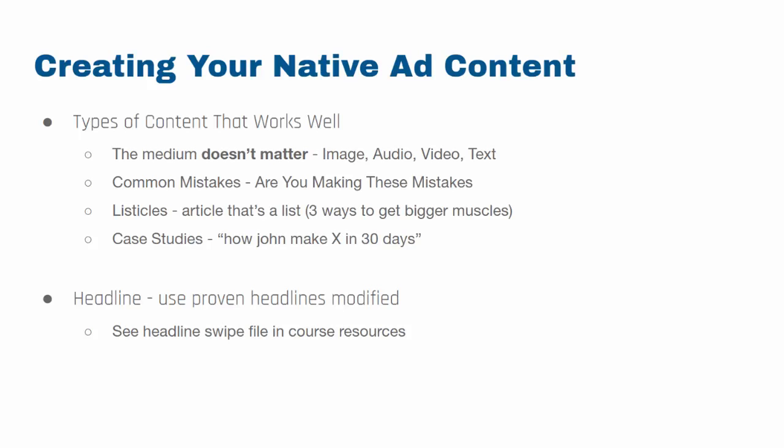A listicle is an article that lists different things. For example, 3 ways to get bigger muscles, 5 foods that make you fat. We made one time, it was like 7 natural ingredients to lower your blood pressure or lower your blood sugar for a client. And the 7 natural ingredients were just the 7 things that were inside his pill, the supplement that he was selling. And so it had a really easy transition at the end to get the click and to make the sale.